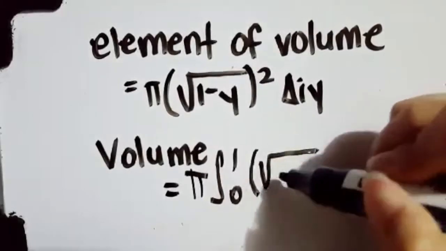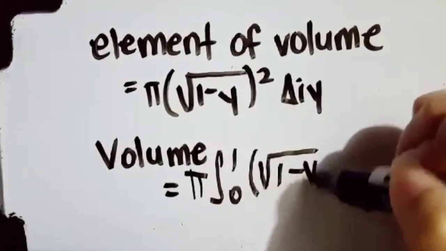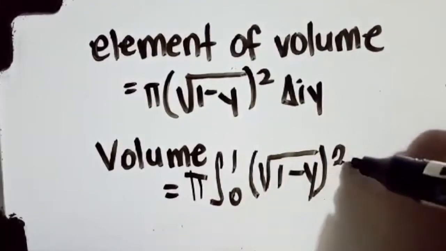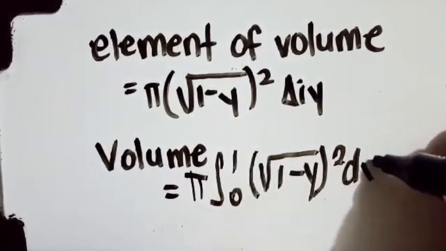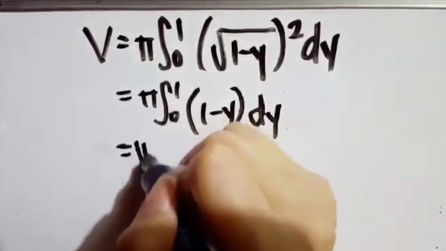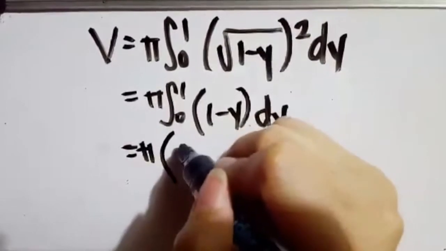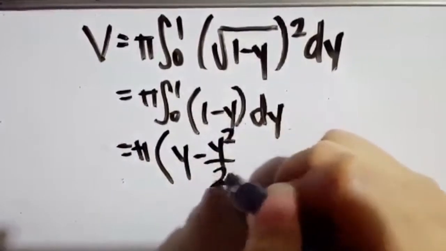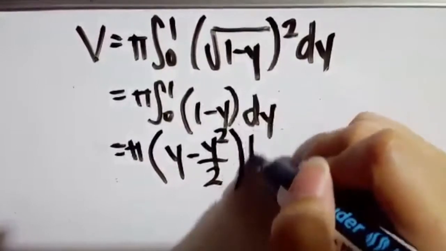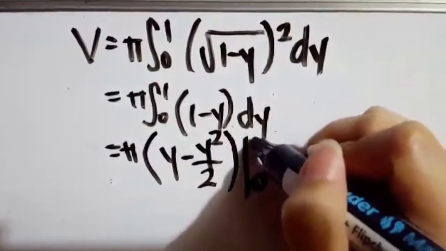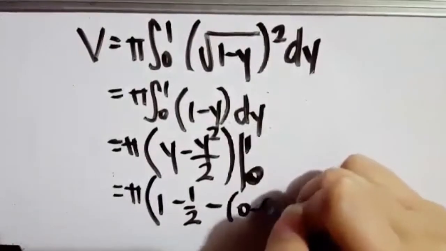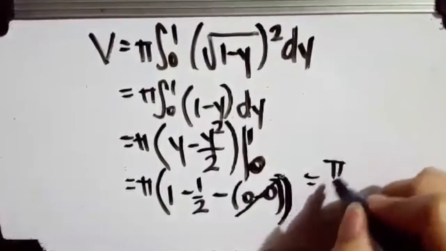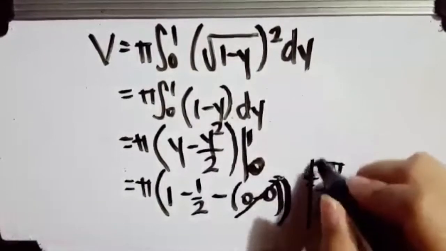So now we can get the volume of the solid. The equation would then be pi times the integral of (square root of 1 minus y) squared dy from 0 to 1. Since that's raised to a square, the square root is removed. Then, when we integrate, it becomes y minus y squared over 2. Then, when we substitute our values, we get a final answer of pi over 2. So that is the volume of the solid.